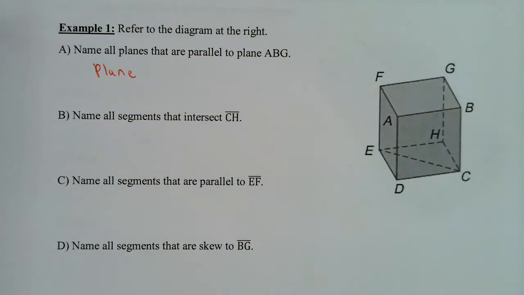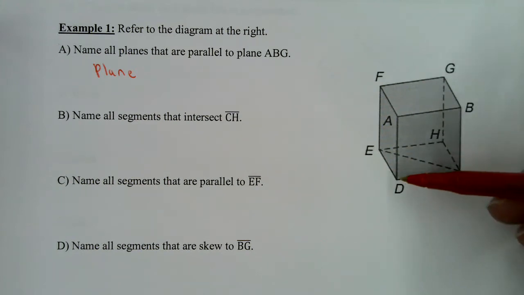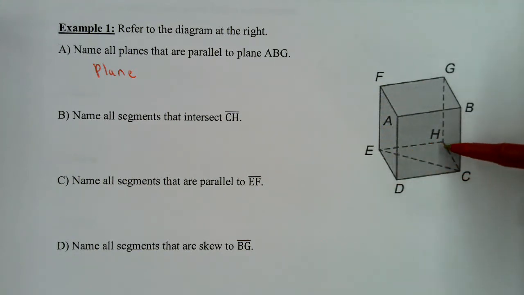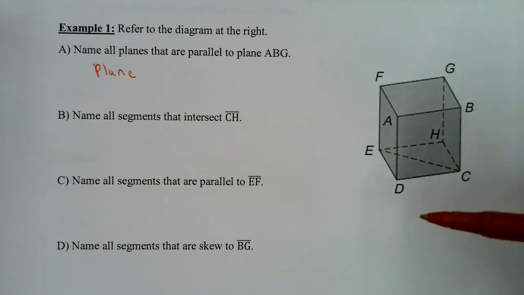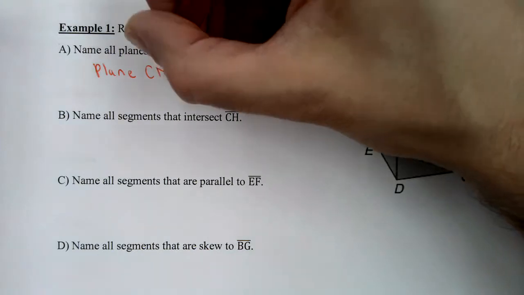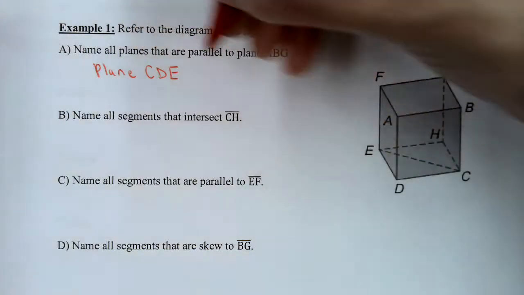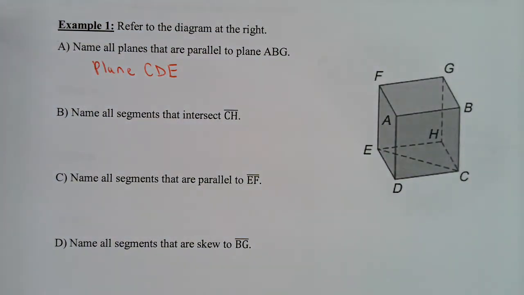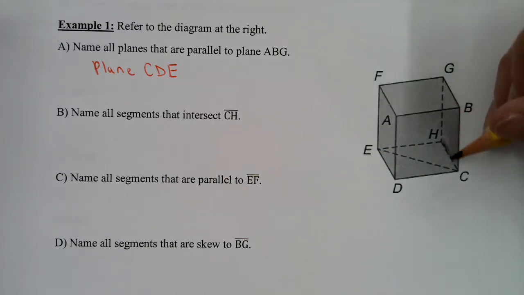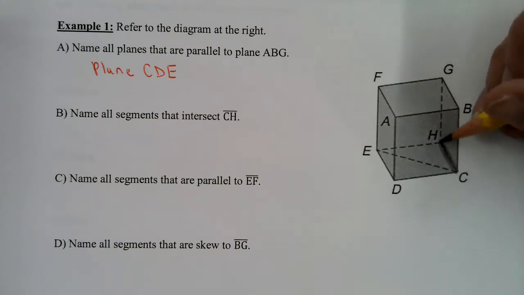Remember, when you name a plane, you can name it with 3 points, and the 3 points cannot be collinear. The 3 points cannot be in the same line. So for my answer, I'm going to say plane CDE. Part B, name all segments that intersect segment CH. I'm going to color that in with a pencil just to help you see, and I'll erase it before I do part C.